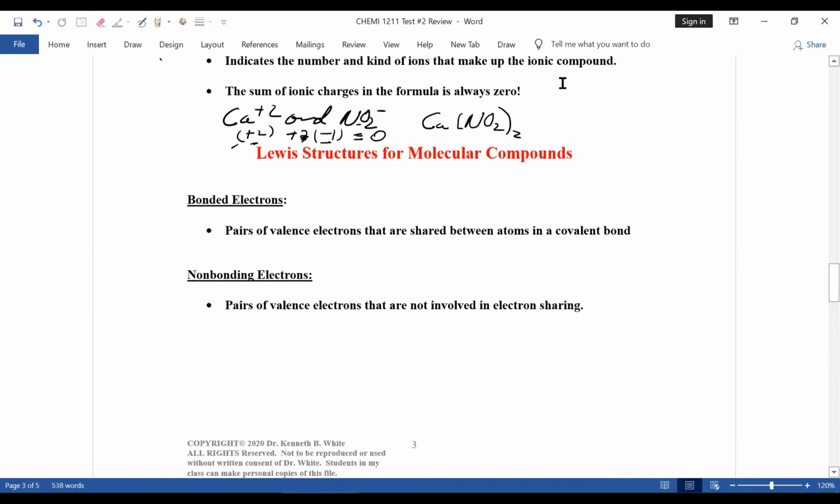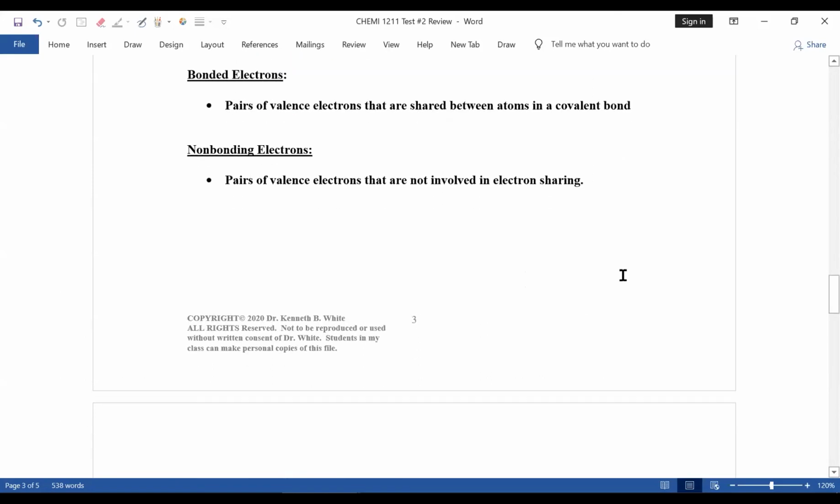All right, next I talked about Lewis structures for molecules. Remember when you draw the Lewis structure, you have bonded electrons. Those are pairs of electrons that are shared between atoms in a covalent bond. And you have non-bonding electrons. Those are pairs of valence electrons that are not involved in electron sharing, otherwise known as a covalent bond.